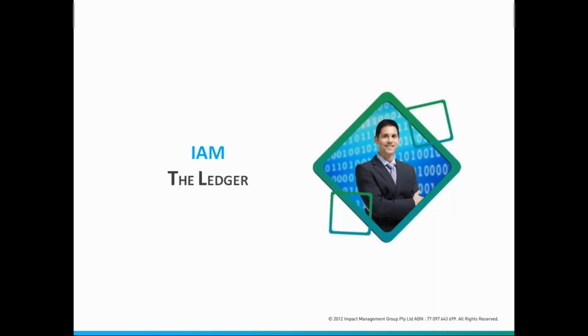From an accountant's point of view, IAM is the ledger that you can work on to prepare reports and tax returns for all your clients. Even if your clients use other accounting software or do not use software, you can prepare reports for them. You can also import the trial balance from other software, finalize accounts, and prepare tax returns.